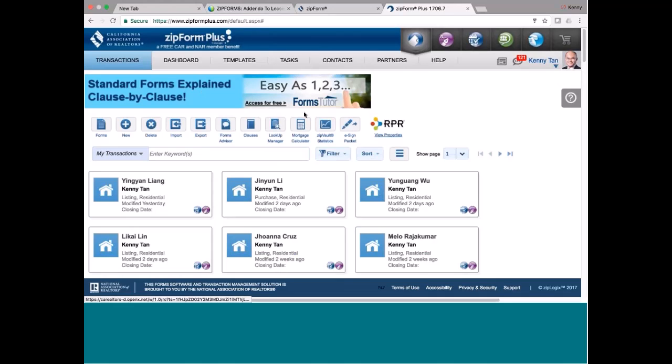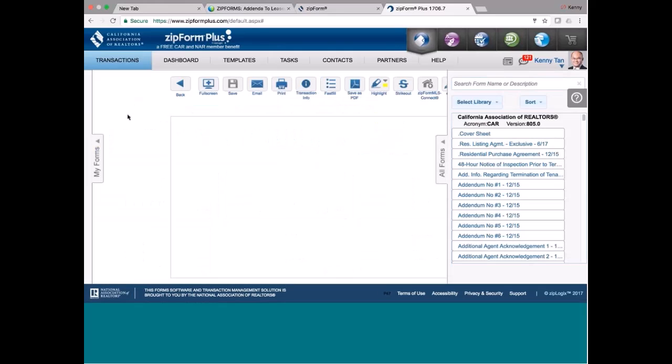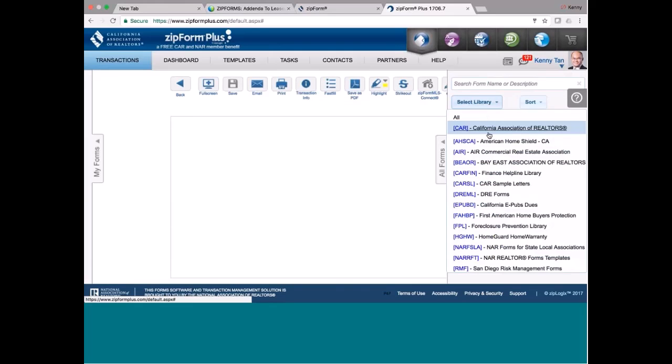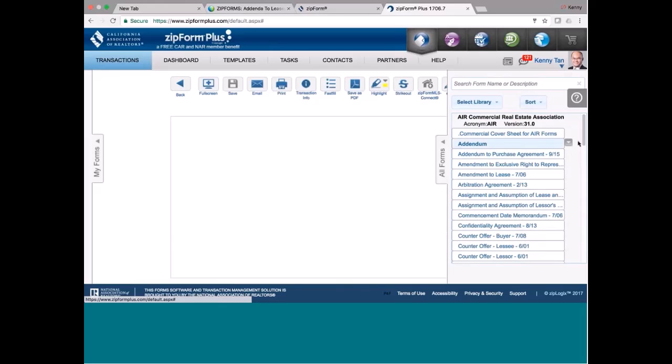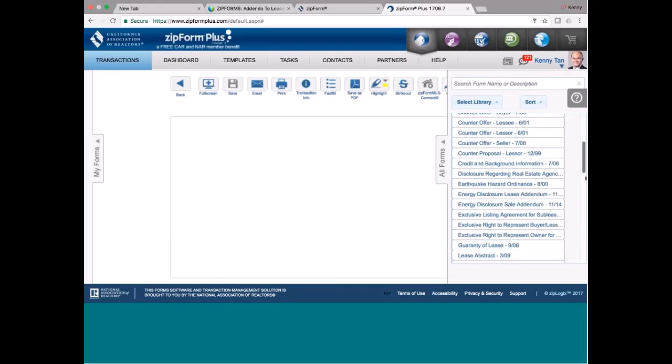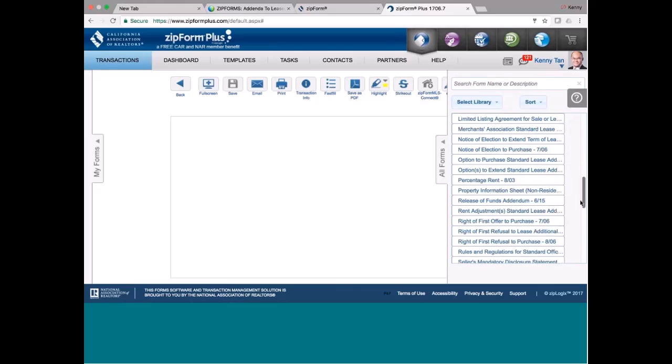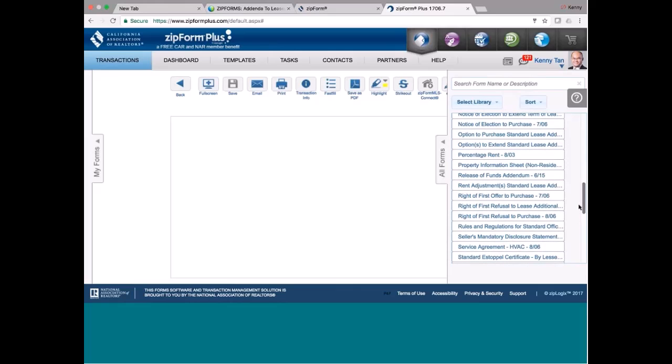All right, okay. All right, I lost the form, sorry about that. Let's go back and look at the addendum, okay? Now here, let's look at this one here. So now you see the difference between the right of first refusal, right? And also right of first offer. They are actually quite different.